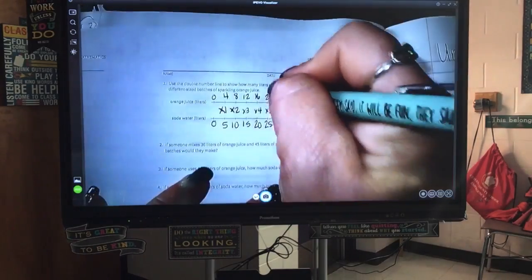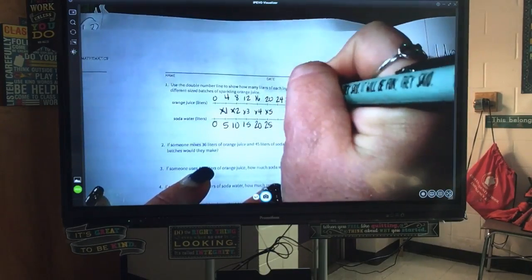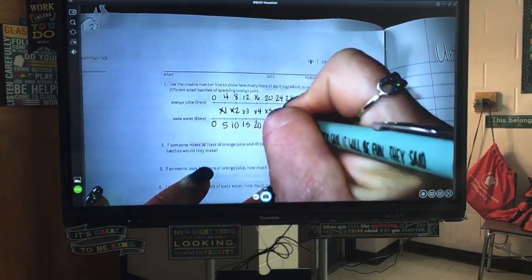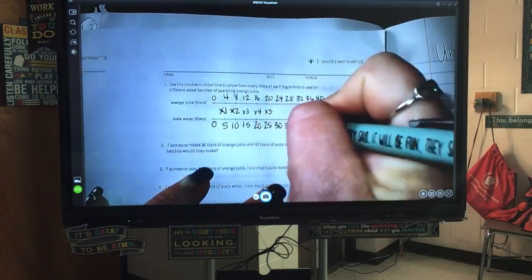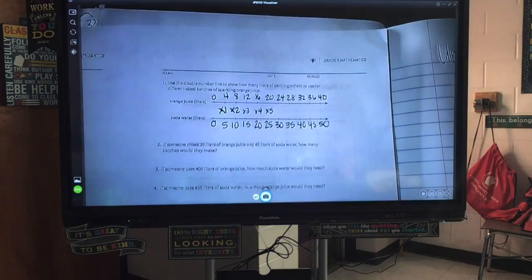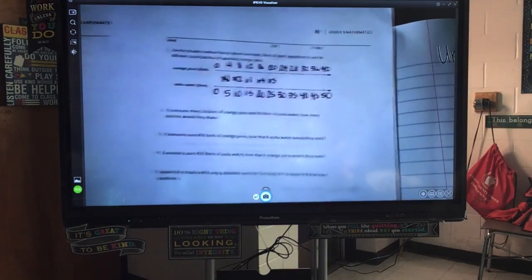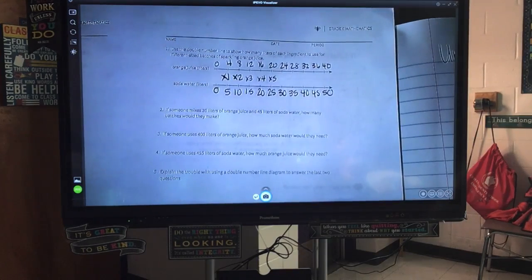Increasing by 5. All right, so we have 24, 28, 32, 36, 40. Down here we have 30, 35, 40, 45, and 50. So, number 2 says if someone mixes 36 liters of orange juice and 45 liters of soda water, how many batches would they make? So how do we figure out the number of batches that we're making? What number represents that? Okay? The number in the middle.